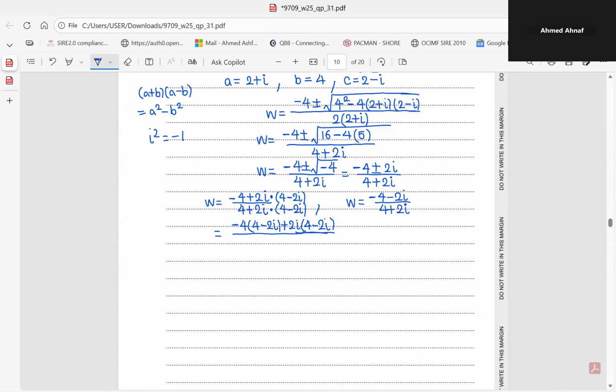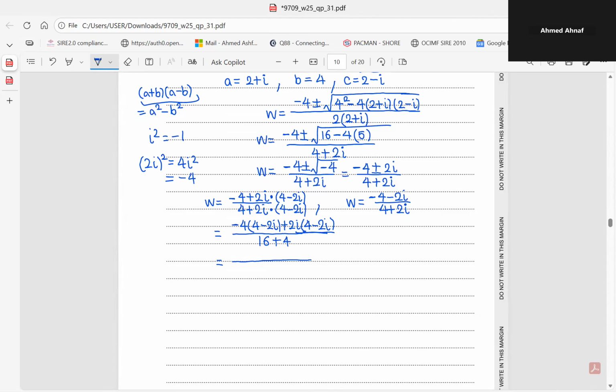And then for the denominator, it's in this form, a squared minus b squared. You get 4 squared, which is 16, minus (2i) squared. For (2i) squared, you get 2 squared, which is 4, times i squared. i squared is minus 1, so that's minus 4. So you would get 4 squared minus (2i) squared, minus minus 4, so plus 4.